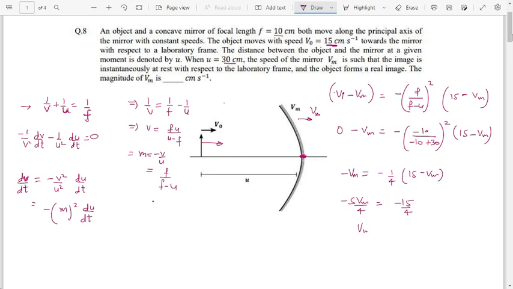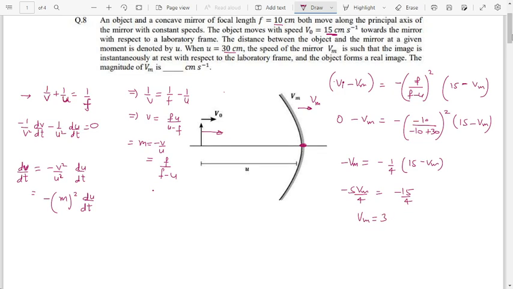So here vm comes out to be 3. Since vm has come out to be positive, we can say that the mirror will go in the assumed direction. That means we had assumed vm to be positive and it comes out to be positive. That means the mirror will move in the right direction. If it had come out to be negative, then the mirror would have moved towards the left direction. So this will be the answer to this question.